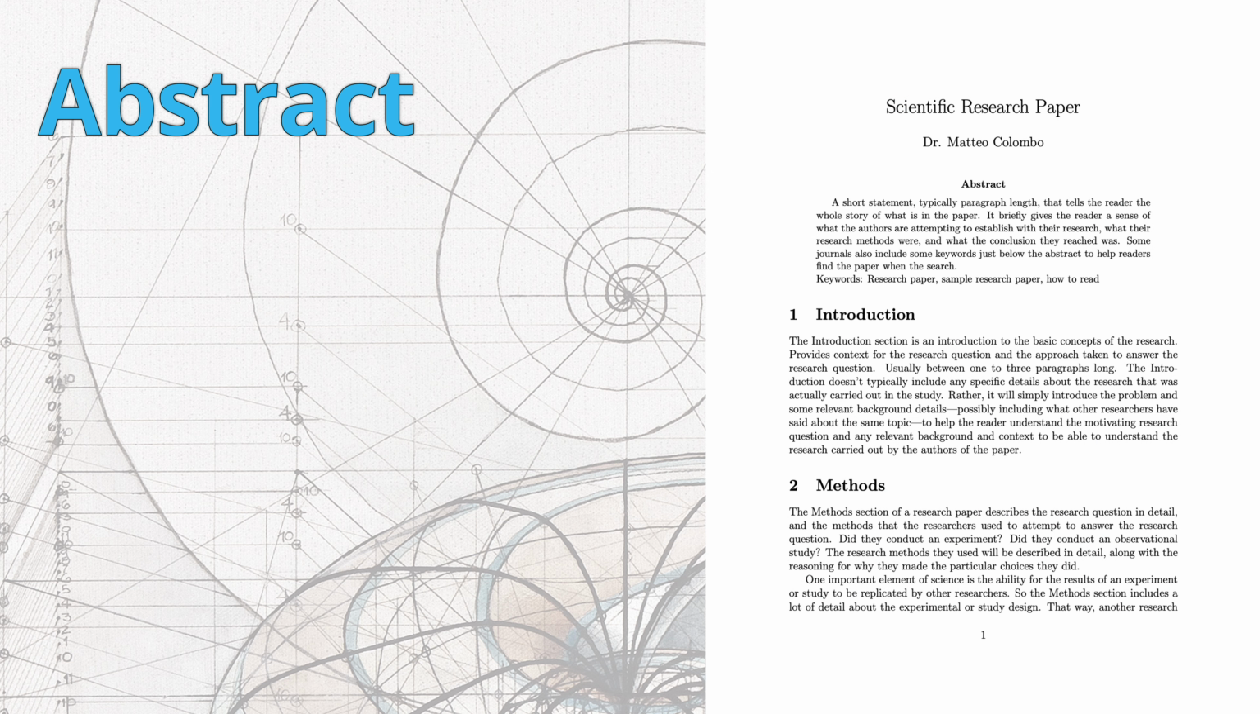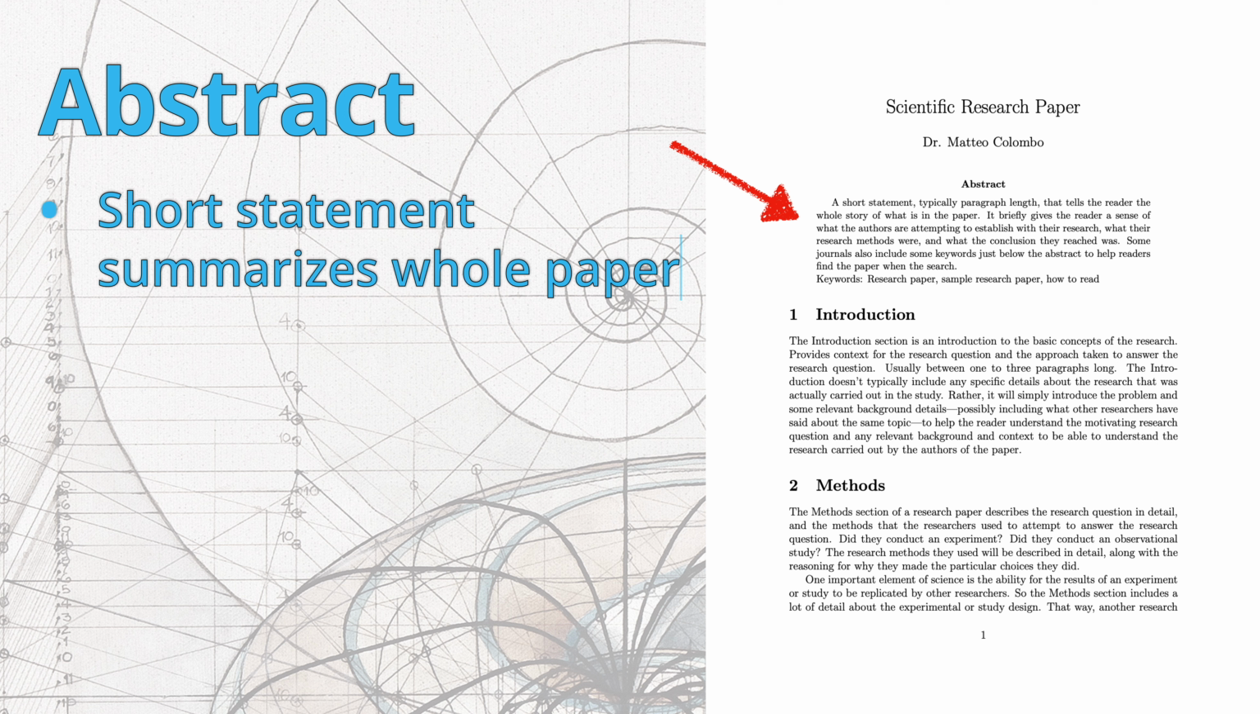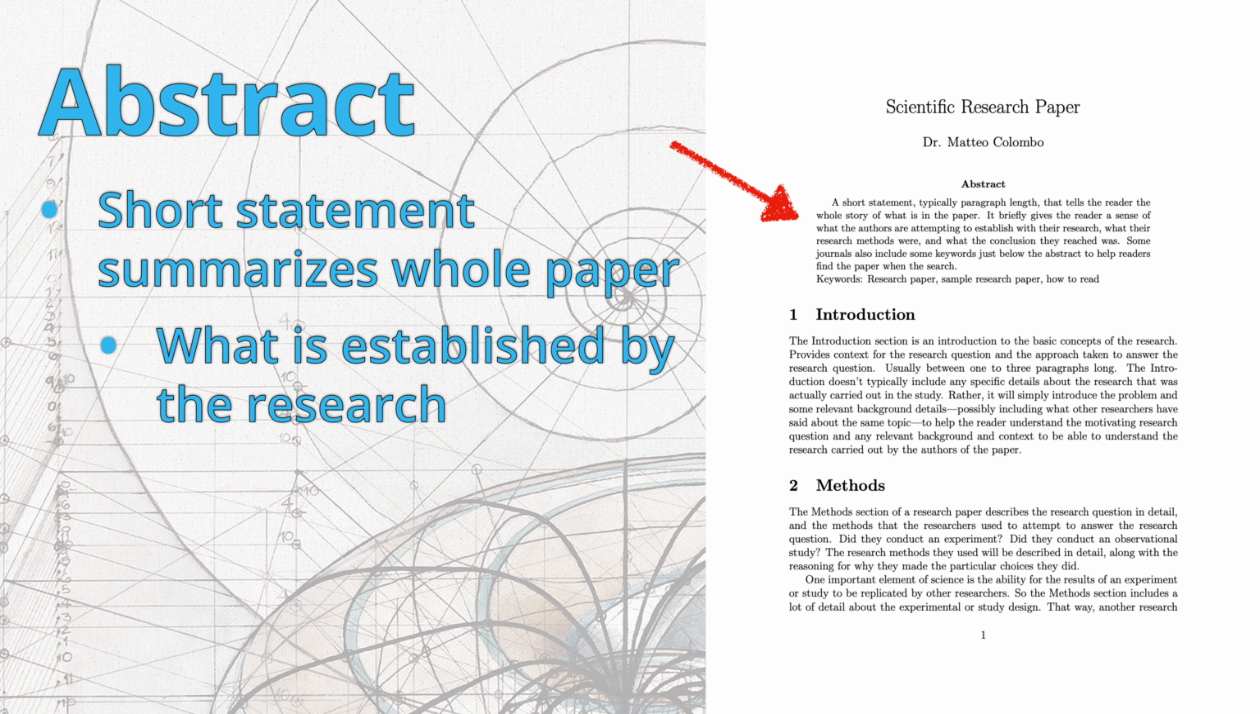An abstract is a short statement, typically paragraph length, that tells the reader the whole story of what is in the paper. It will give you a sense of what the authors are attempting to establish with their research, what the research methods were, and what conclusion they reached.